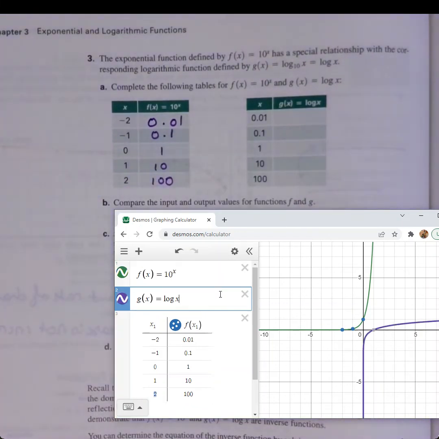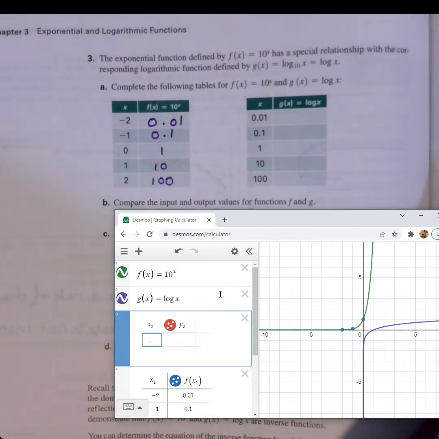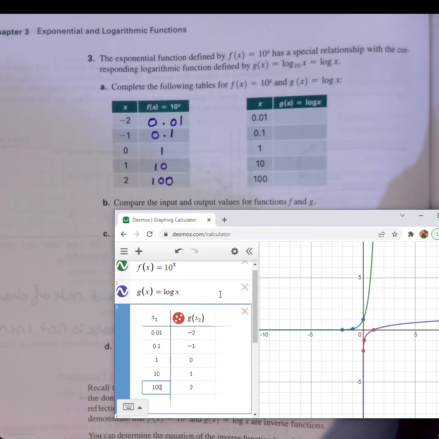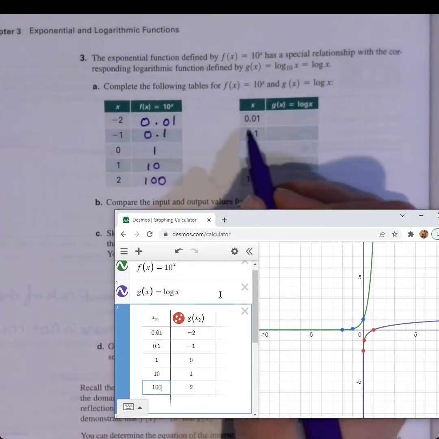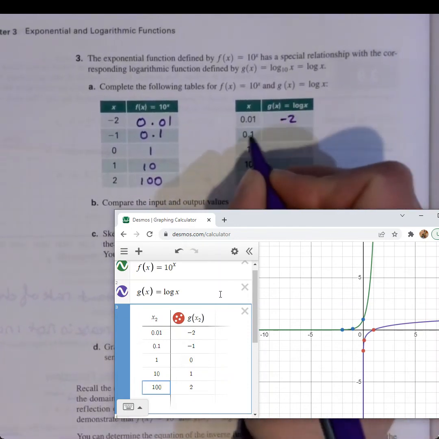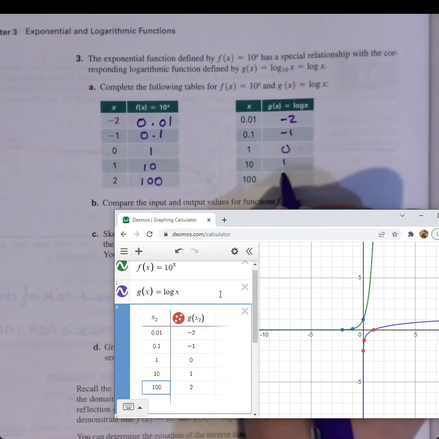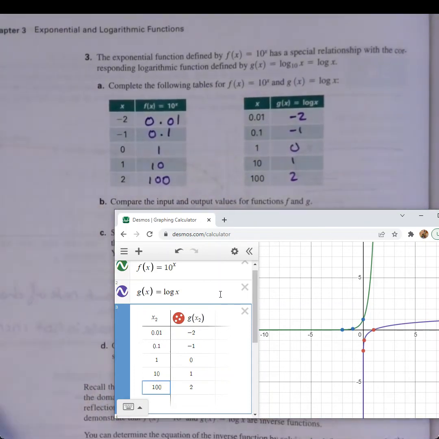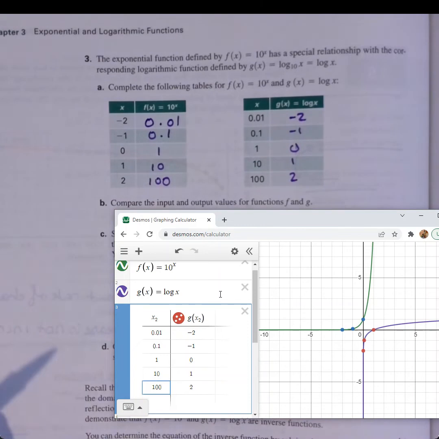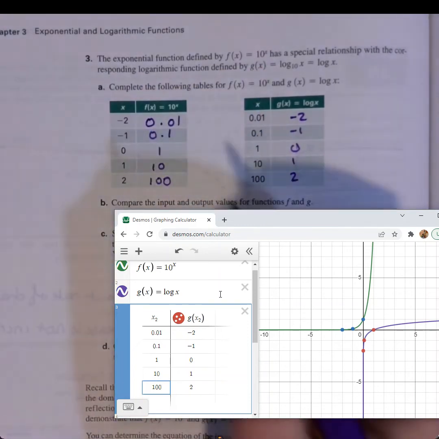Okay. Now if I plug the other values into the function g of x, if I plug in 0.01 into log of x, I get -2. If I plug in 0.1, I get -1. I get 0, I get 1, I get 2. Compare the input-output values for f and g. So the inputs of f are the outputs of g, and vice versa. The outputs of f are the inputs of g. So they are reversed.